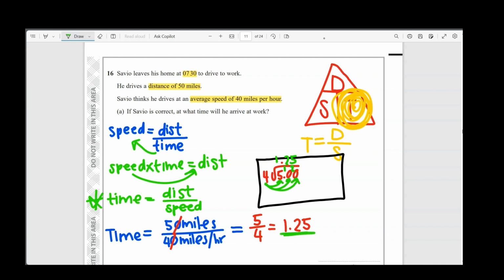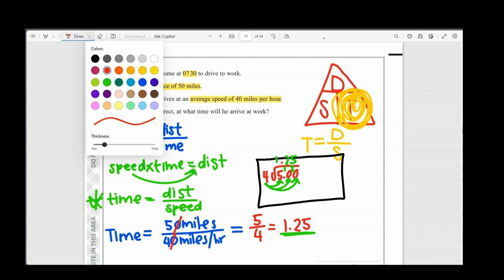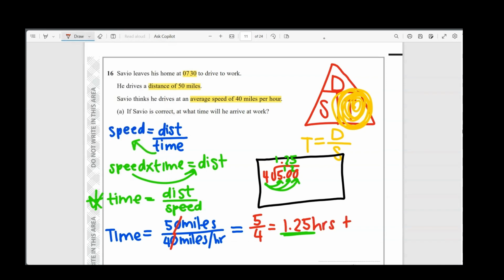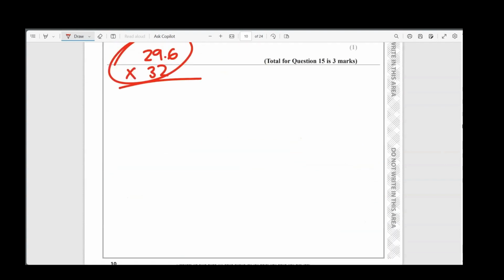So this is now 1.25 hours to get to work. What we then need to do is work out how long is that actually. So I don't know what 0.25 hours is. So we would have to then work out, let's see.